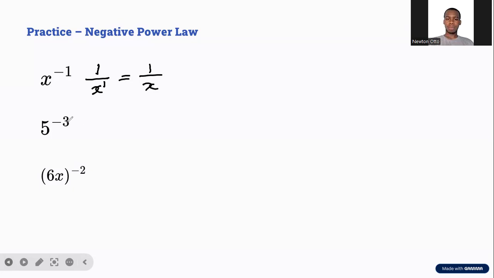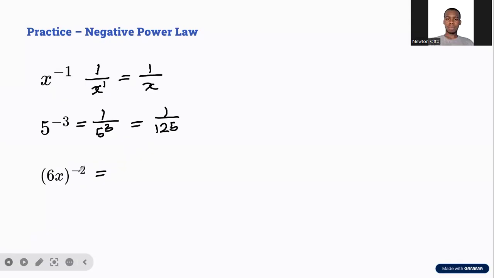5 raised to power minus 3 is the same as what? 1 over 5 raised to power 3. You can leave your answer like this, or better still, you expand 5 raised to power 3, which is 5 times 5 times 5, and that will give us 1 over 125.